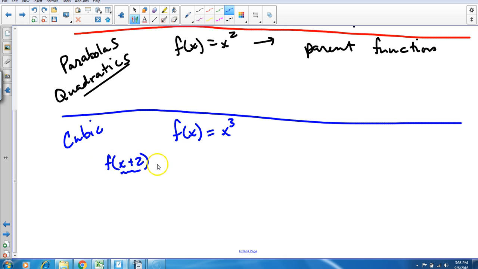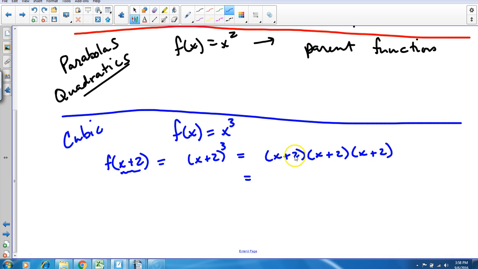Say let's look at f of x plus 2. Plugging in x plus 2 wherever I see this, x plus 2 cubed. And remember, this is equivalent. Do not apply this exponent to each one of these and get x cubed plus 2 cubed. That's not how these work. What this is equivalent to is x plus 2 times x plus 2 times x plus 2.